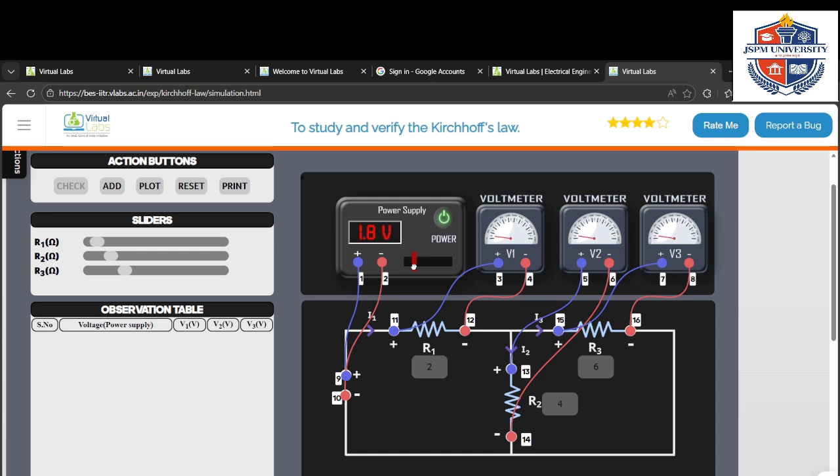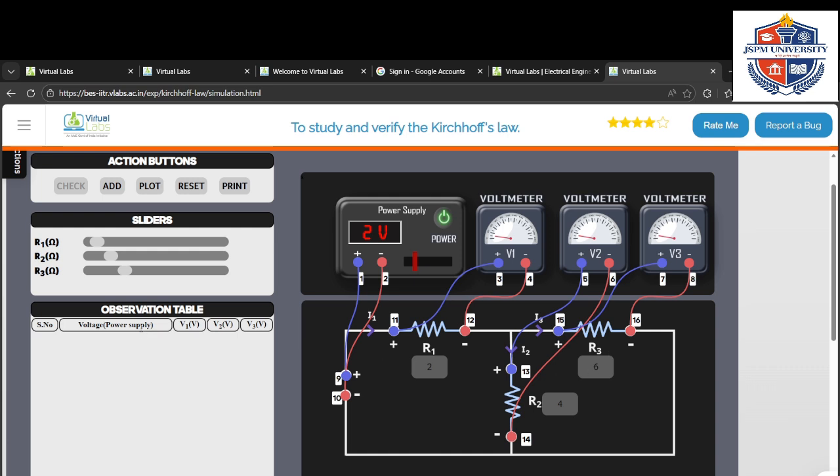We can take the tabulation as well. I will explain to you one by one how to do it. So now I have given 2 volt. At this time, automatically the voltage drop across these two resistances will increase. In the same way, as I told you already, the voltage drop across resistance R2 is the same as the voltage drop across R3, since R2 and R3 are parallel.